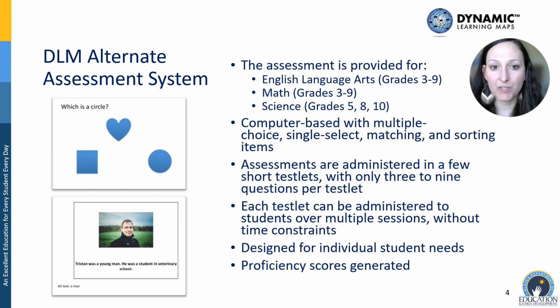The DLM Alternate Assessment System is provided for students in English language arts, math, and science. Students in grades 3 through 9 would take English language arts and math, and grades 5, 8, and 10 would take science. When a student qualifies for the alternate assessment, based on their IEP team and their decision, they would qualify for all 3 subjects, English language arts, math, and science. Not 1 or 2, but all 3.